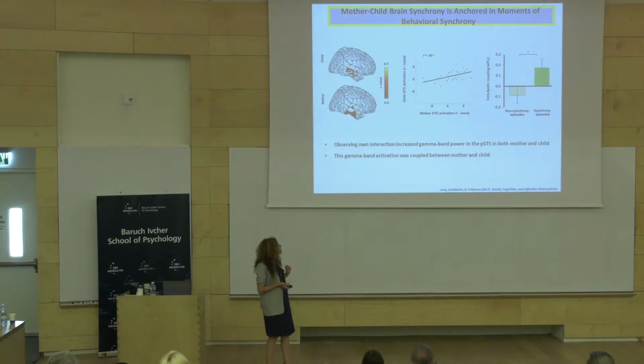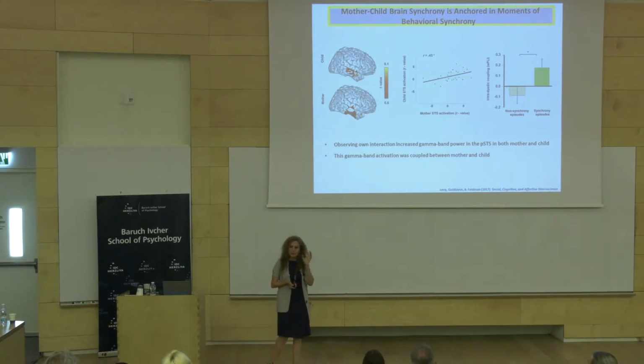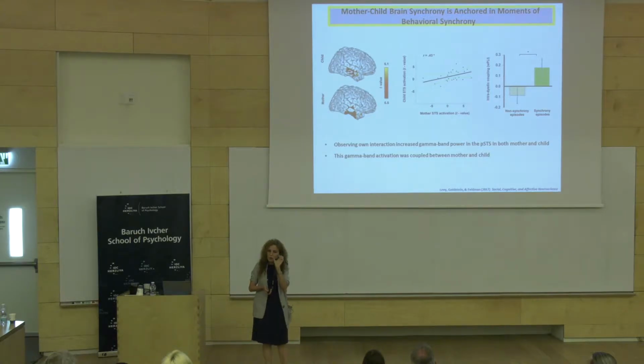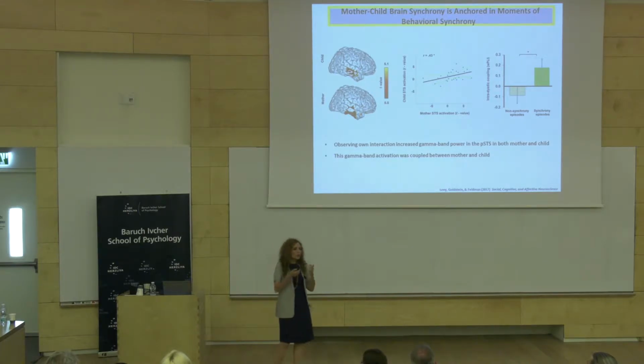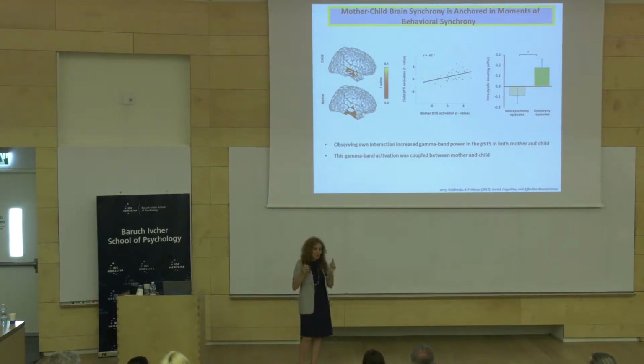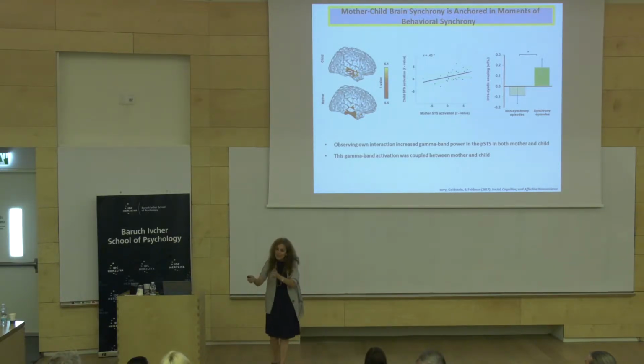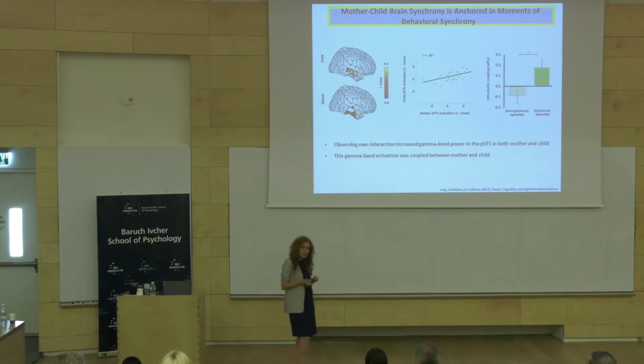But the really nice thing is that gamma synchrony between mother's and child's brain was only observed during moments of behavioral synchrony. So here you see when mother and child synchronized their behavior in the gaze and affect modality. They were looking at each other, they were smiling together, they were co-vocalizing. During those moments, there was brain-to-brain synchrony of gamma rhythms in the STS. And during moments, a second later, when they weren't synchronized, the brains of mother and child were not synchronized. Now, gamma is a very important mechanism.